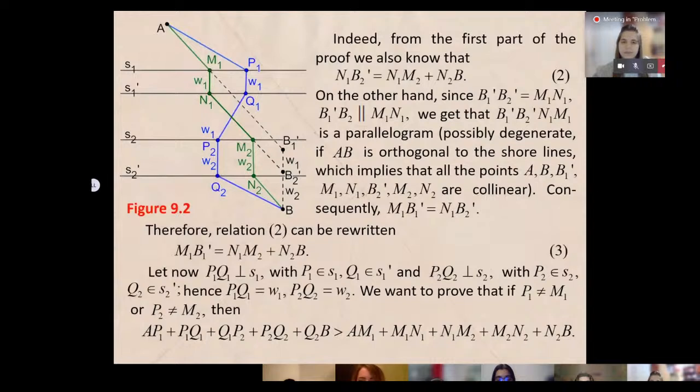Indeed, from the first part of the proof, we also have relation 2. On the other hand, since B1 prime, B2 prime, N1, M1 is a parallelogram, we obtain that M1B1 prime equals N1B2 prime. Therefore, relation 2 can be rewritten as relation 3. Let now another road from A to B, the blue one, which passes through points P1, Q1, P2, and Q2, as shown in figure 9.2. We want to prove that the blue path is longer than the green path.